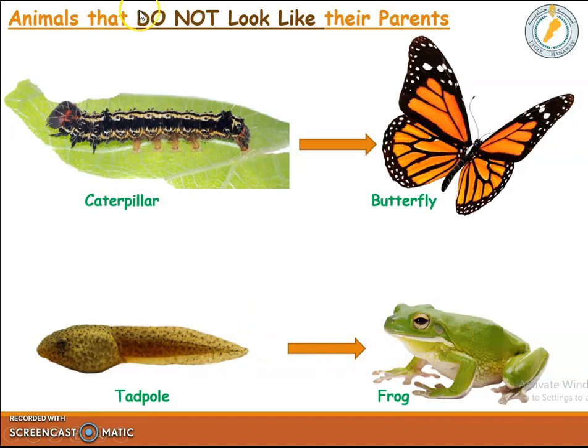So these animals do not look like their parents. They are different at birth. Caterpillar, butterfly, they are different. Tadpole and frog, they are also different. So this is it for today. This is our revision for the lesson.